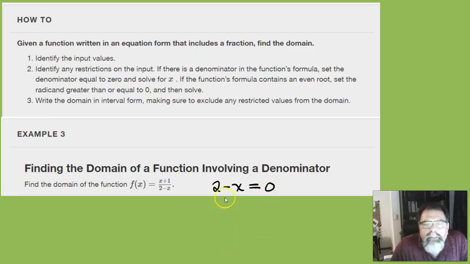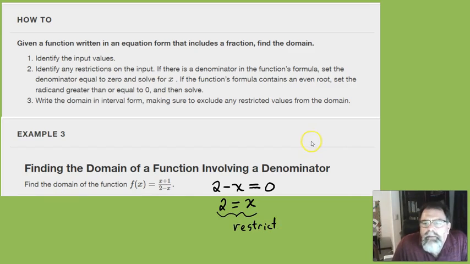We'll just do it the way it says up there. So I'm going to add x to both sides. So x equal to 2 would make the bottom equal to 0, so I have to restrict this from the domain. So our domain is going to be everything but 2.